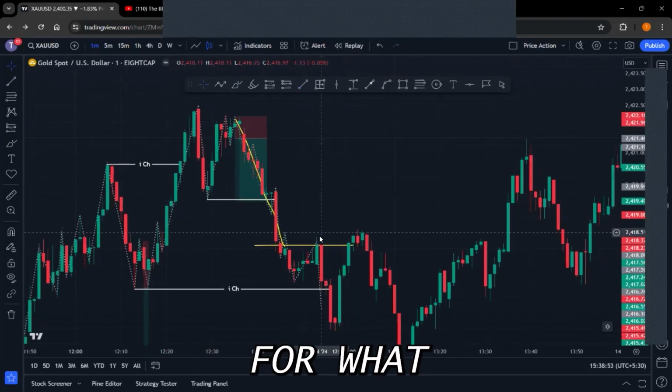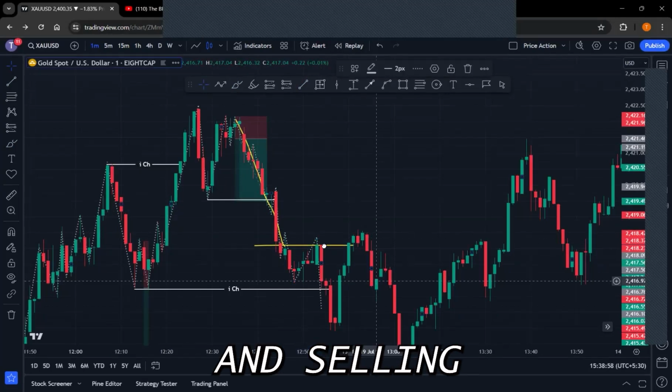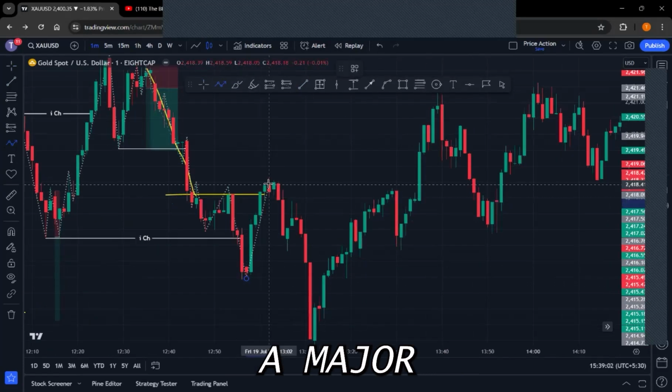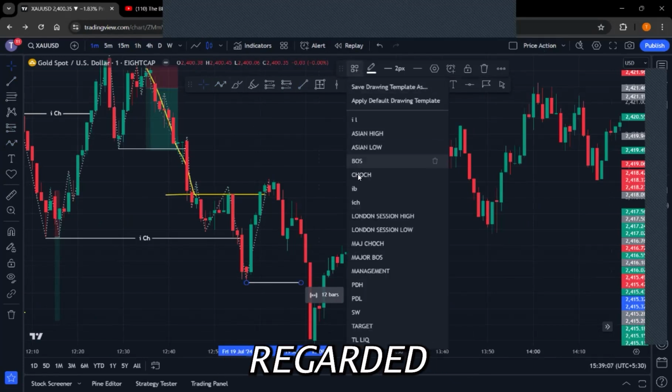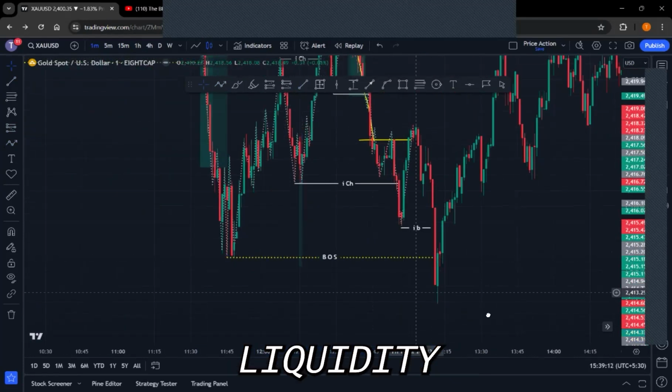Now what are we looking for? We are not looking for buying. We're looking for selling again. So what did happen from here? The price created a higher high from here. Now, this is the major internal boss, or you can say this is the major internal liquidity that the price is created from. So this will be regarded as an internal breaker structure. And also, the price has taken out this major liquidity in the boss structure.